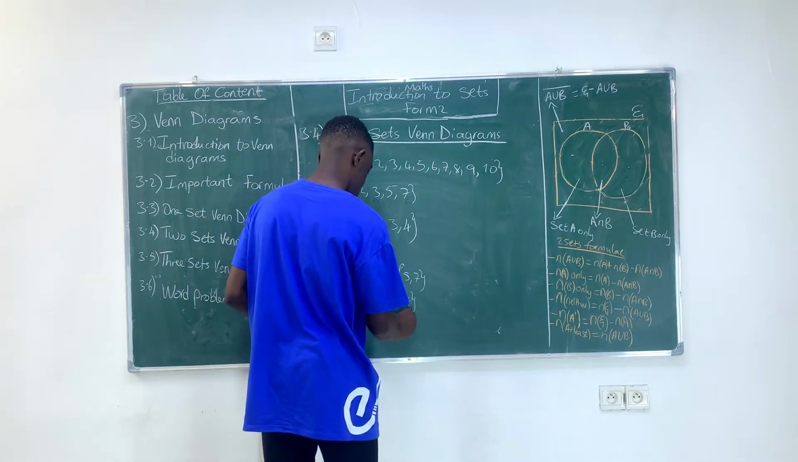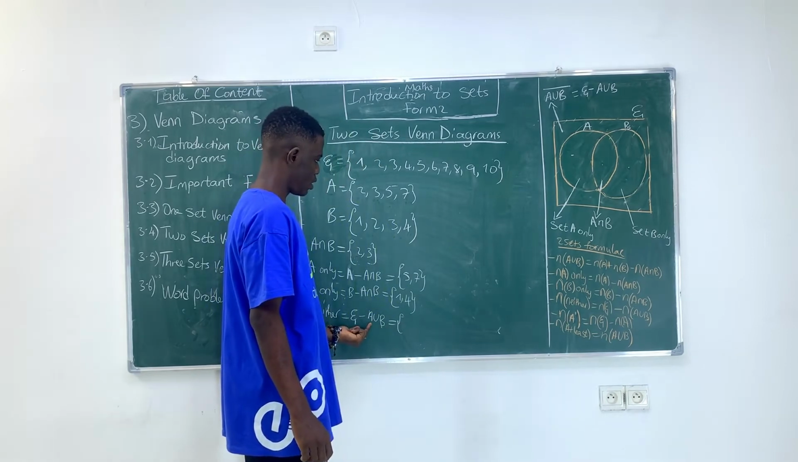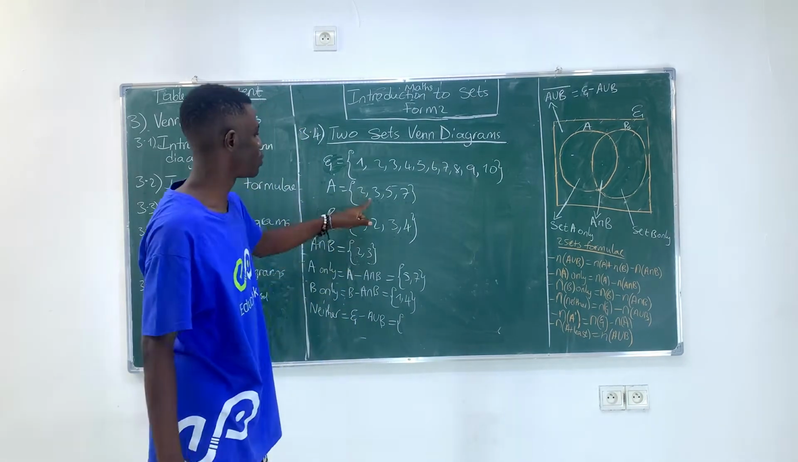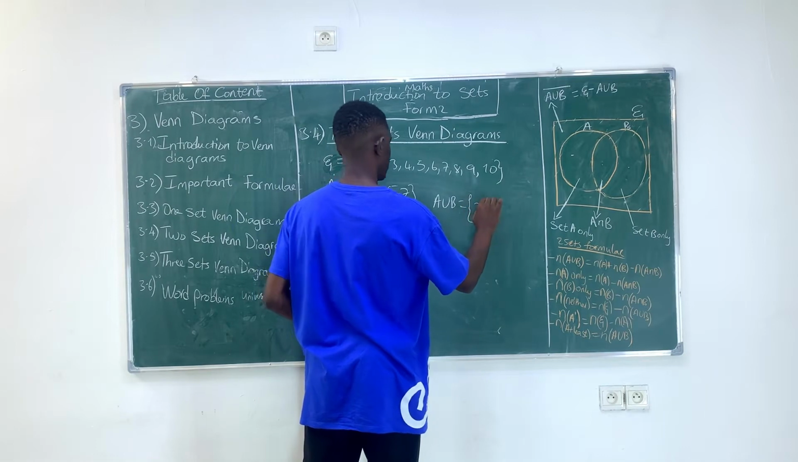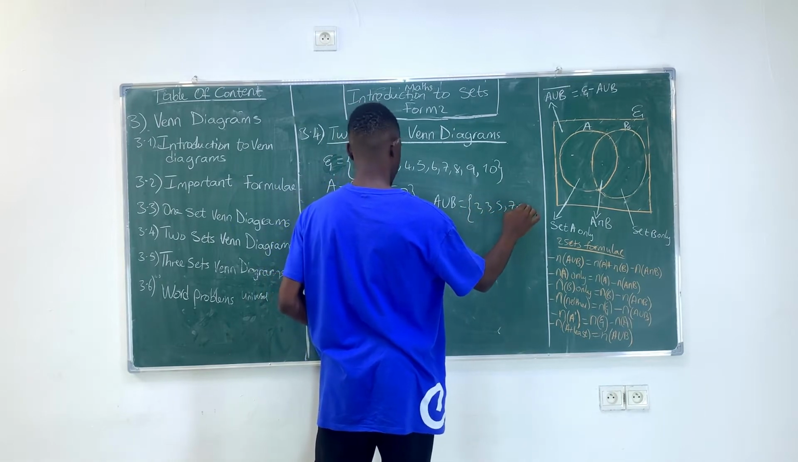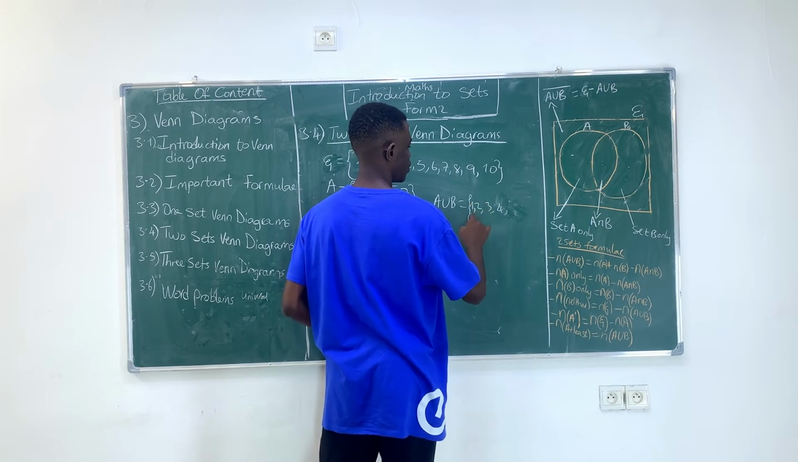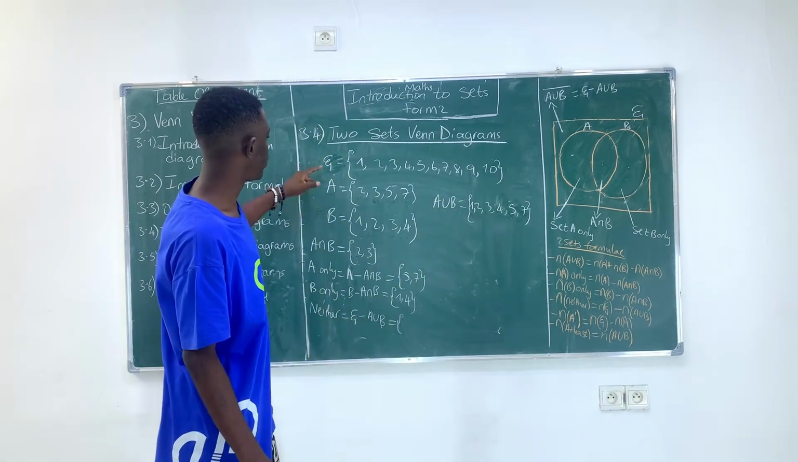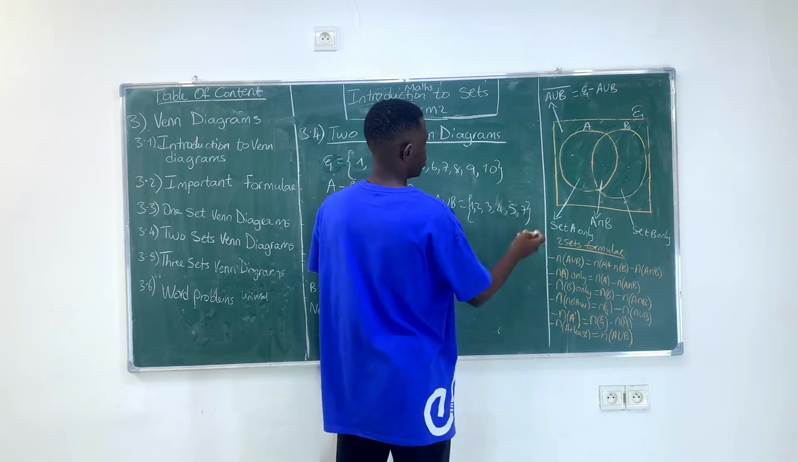So what was that equal to? What is A? And B? A is 2, 3, 5, 7 and B is 1, 2, 3, 4. So A union B will be 1, 2, 3, 4, 5, 7. And we want zeta minus (A union B). So we look at zeta here and we remove everything that is in A union B.